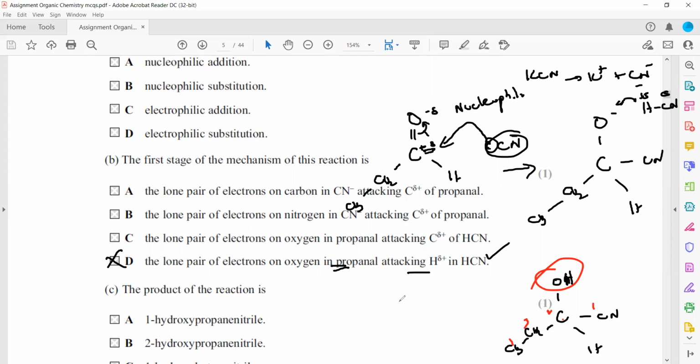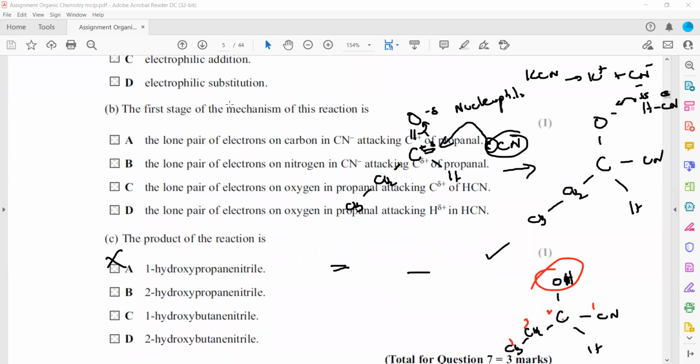And there are 1, 2, 3, 4 carbons, so it will be but. So 2-hydroxy is there, meaning at the second position we have an OH group as a branch. So that's why we call it hydroxy. And because there are 4 carbon atoms, that's why it is but. They have a single bond, ane.